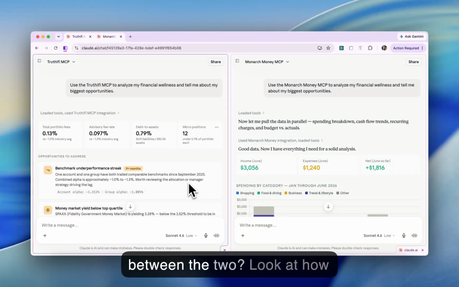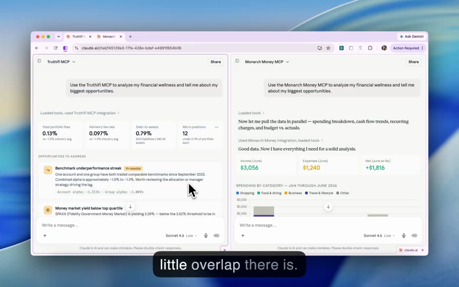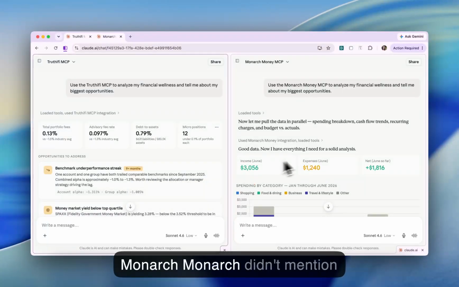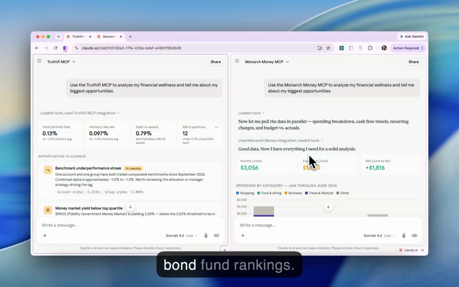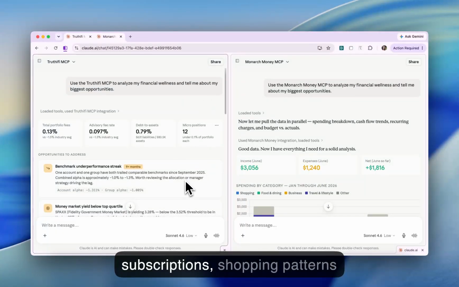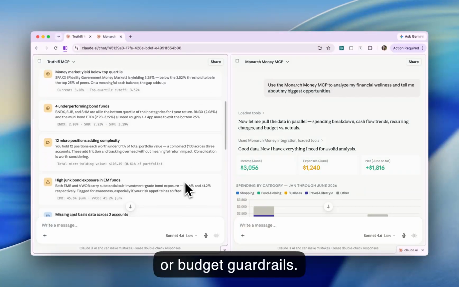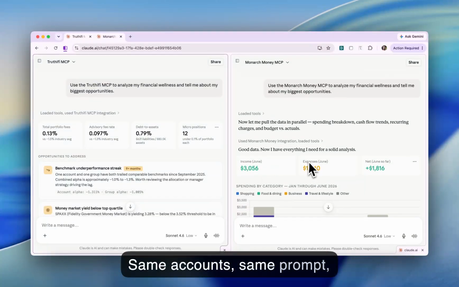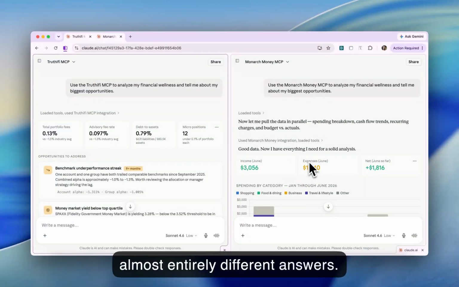Okay, so what's the difference between the two? Look at how little overlap there is. Monarch didn't mention fees, benchmark performance, or bond fund rankings. Truthifi didn't mention subscriptions, shopping patterns, or budget guardrails. Same accounts, same prompt, almost entirely different answers.